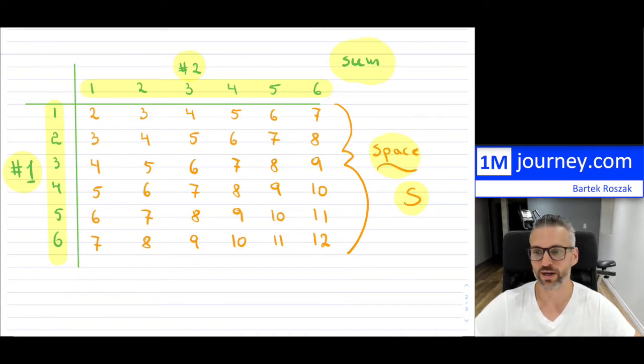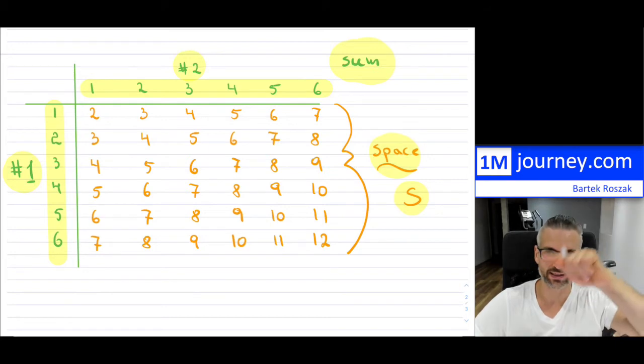If you roll a 1 and a 1, the sum is 2. If you roll a 2 and a 3, the sum is 5. I've entered all of these, so we have 36 entries. My sample space is 36 entries, and it starts from 2. Then there are two 3s, three 4s, and four 5s and so on, as you can see if you look at the diagonal.